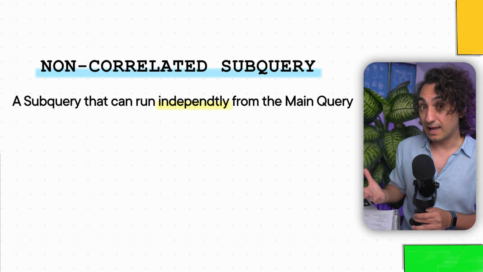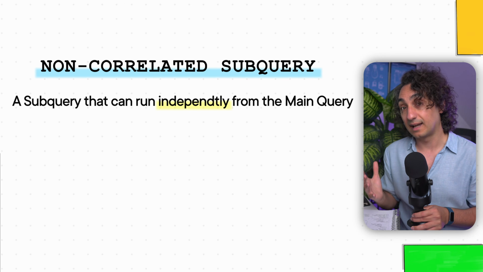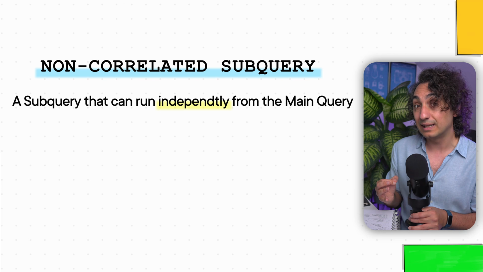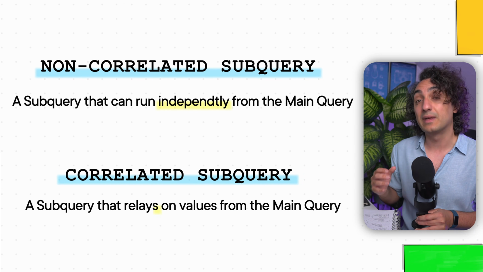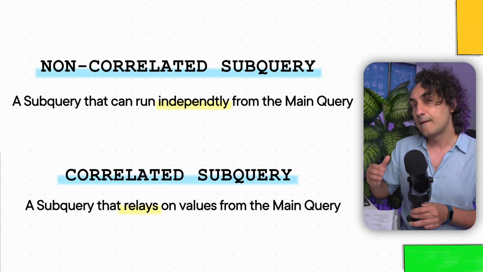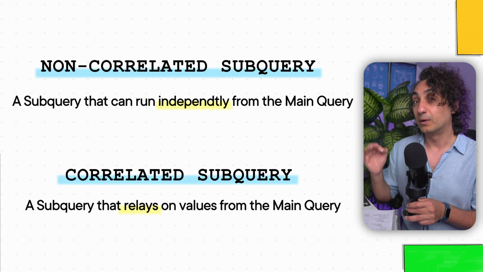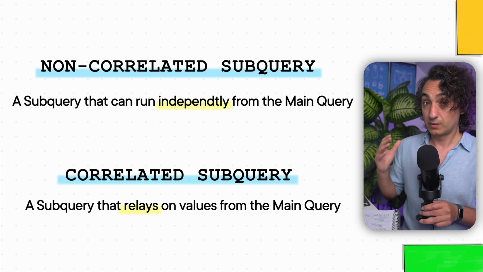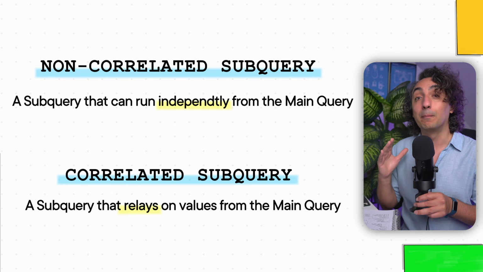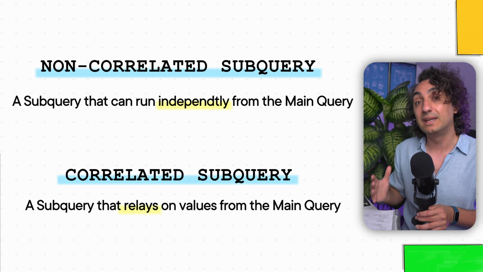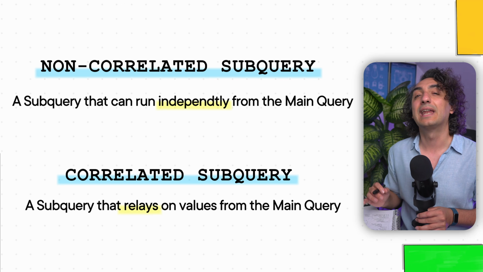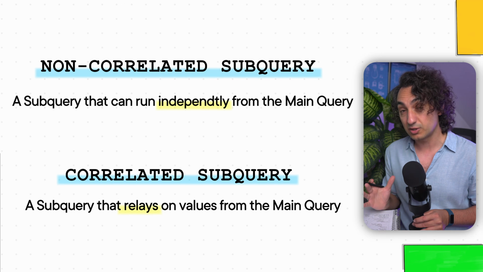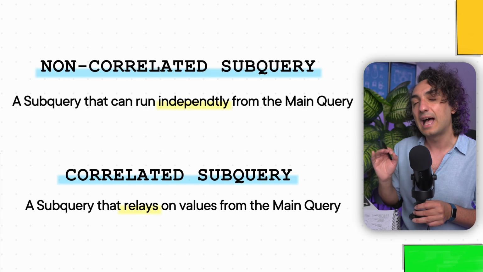But on the other hand, we have the exact opposite type of subquery. We have the correlated subquery. A correlated subquery is a subquery that relies on values from the main query for each row it processes. So that means the subquery here is completely dependent on the main query. I know this might be a little bit confusing. That's why we can have the following very simple sketch in order to understand exactly how this works.